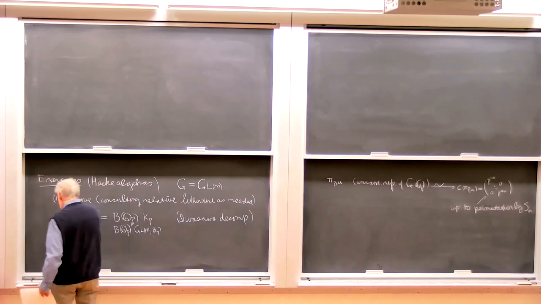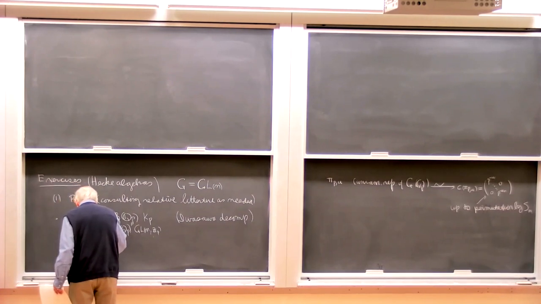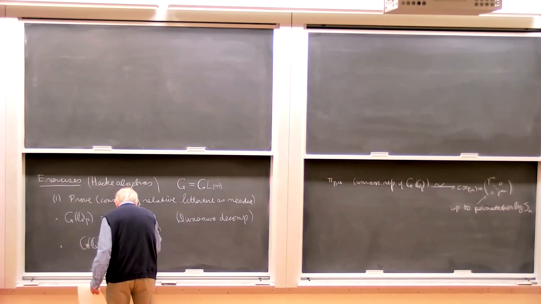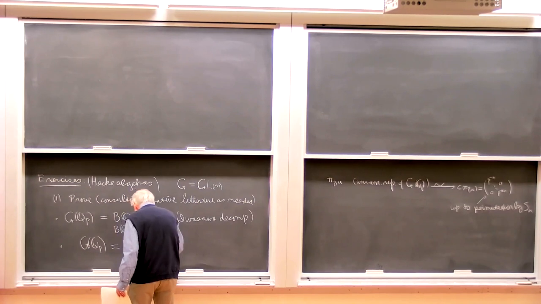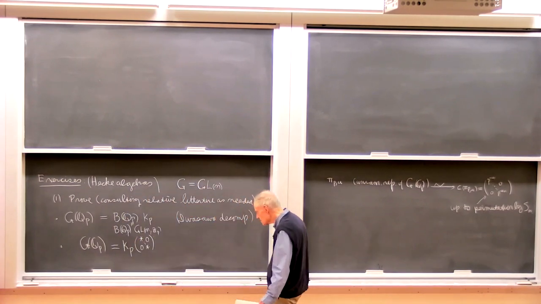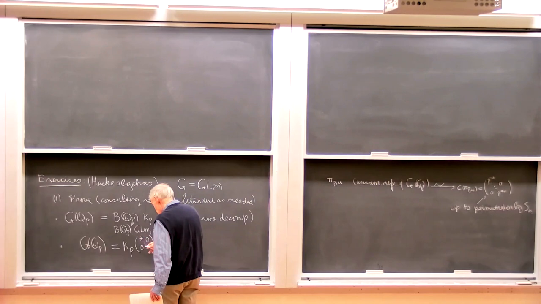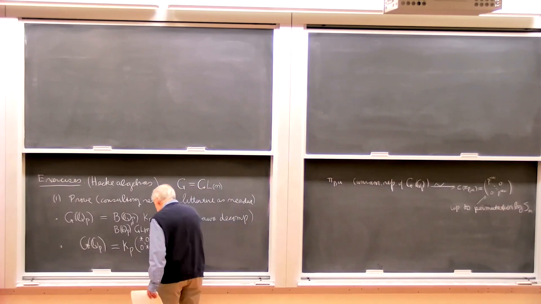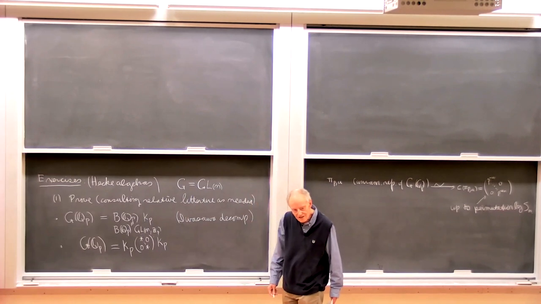Another one that is relevant is that you can write any element in G(Q_p) as a product of K_p times a diagonal matrix, where the diagonal matrix can consist of non-integral entries, times K_p. And so this for real groups is another one.